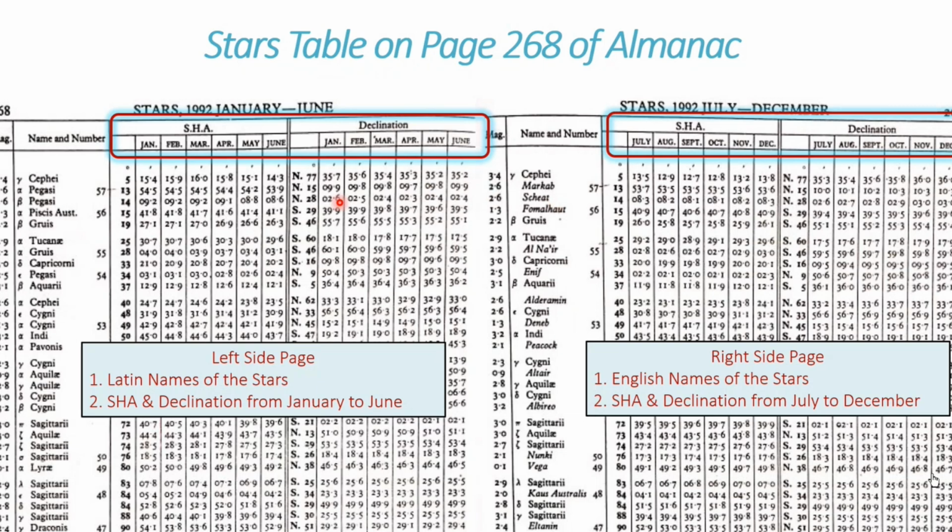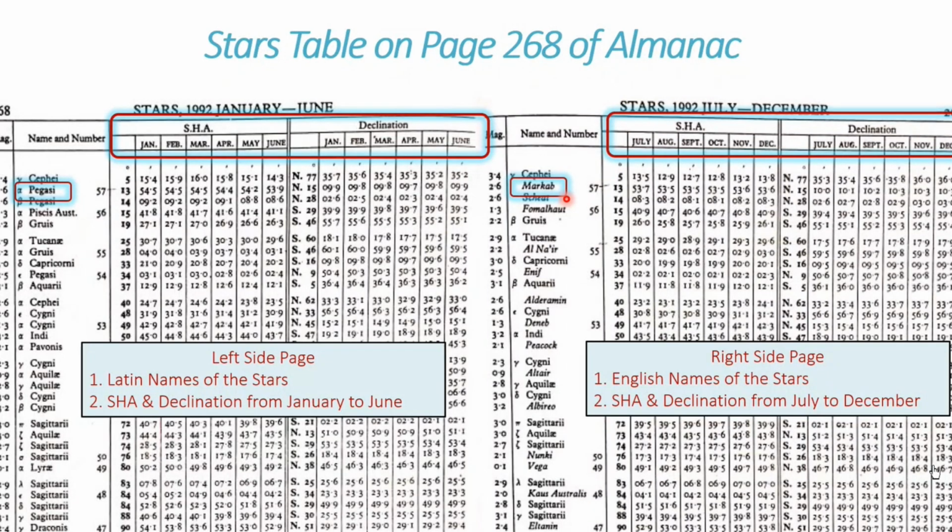To give you an example, pay your attention to the number 2 star on our list. On the left hand side page, the number 2 star is Alpha Pegasi. Whereas if you go to the right hand side page of the table, the same star is mentioned as Markab. So on the left hand side, Alpha Pegasi, and on the right hand side, Markab represent the same star. Alpha Pegasi is its Latin name and Markab is its English name.